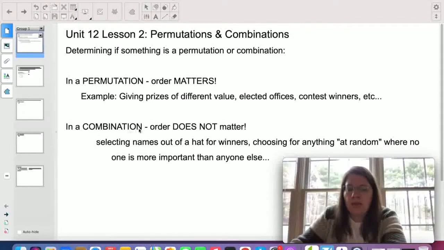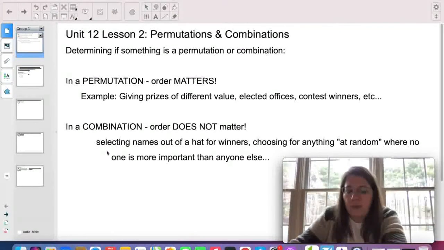If it's a combination, order does not matter. And I like to say it like this. If I have a fruit salad and I'm putting apples, pineapple, and oranges in that fruit salad, it doesn't matter whether I put in the apples, oranges, or pineapples first. If I put in the same ingredients and stir it up, it's all going to be the same anyway. So with a combination, order does not matter.